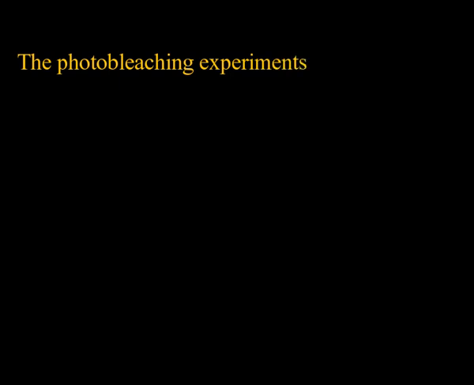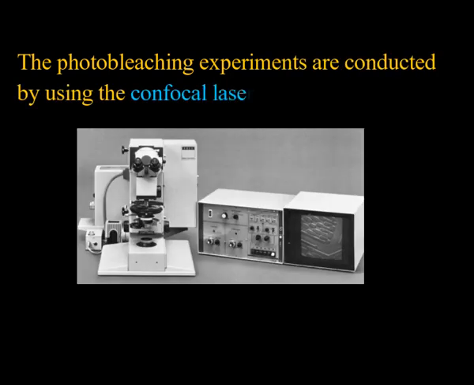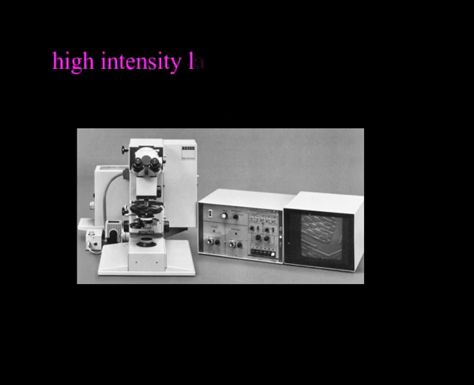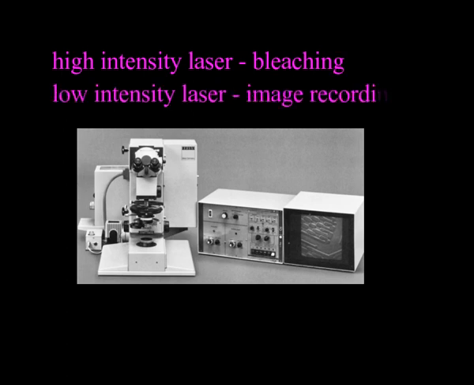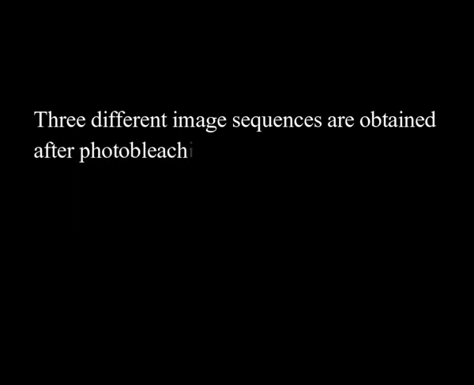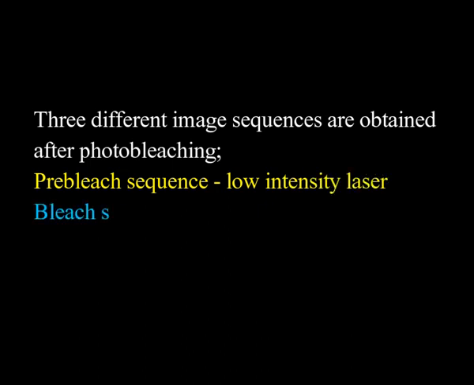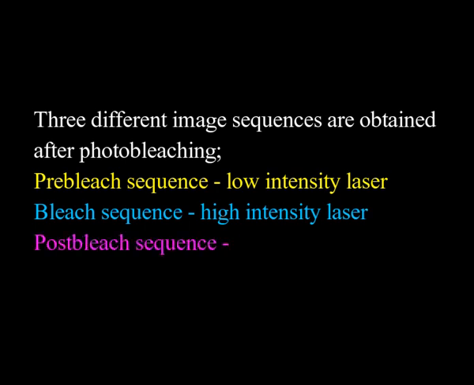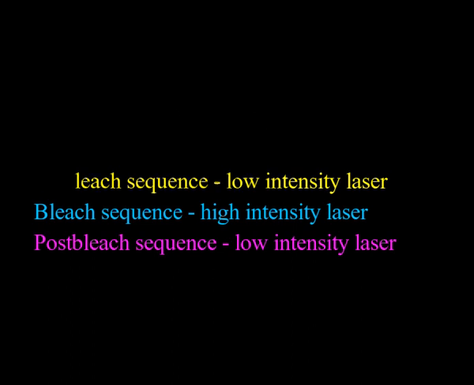The photobleaching experiments are conducted by using confocal laser scanning microscopes. The microscope uses a high intensity laser for bleaching and a low intensity laser for image recording. Three different image sequences are obtained after photobleaching. The pre-bleach sequence uses a low intensity laser. The bleach sequence is obtained using a high intensity laser, while the post-bleach sequence is obtained by a low intensity laser.